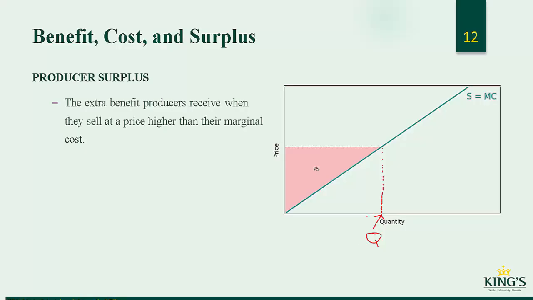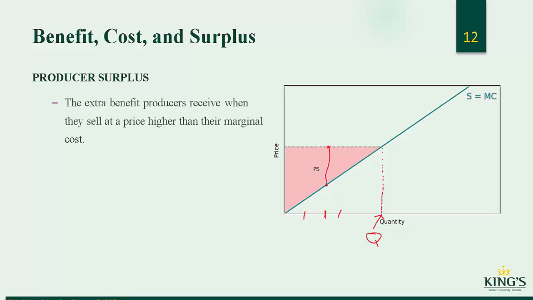So if we think of any of these quantities here, let's just choose one. They're going to get this price, but the marginal cost of producing that quantity is here. And so this vertical distance is producer surplus.